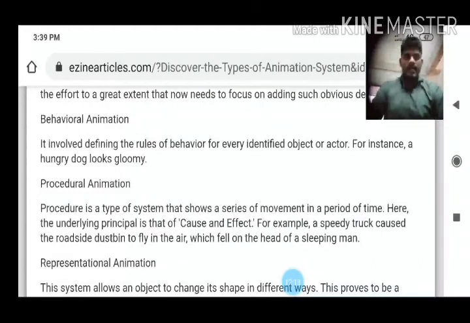What is the rule? Hungry. What is the behavior? Gloomy. What is the rule? Stomach-full dog. What is the behavior? Happy. What is the rule? Moving car. What is the behavior? Driving. Stopping car. What is the behavior? Motionless. So rule, behavior. Rule, behavior. I want to give one more example. Beat the dog, the dog cries. It's a sad dog because of the beating. Based on the rule, behavior. So behavioral animation involves defining the rules of behavior for every identified object or actor, for instance, a hungry dog looks gloomy.